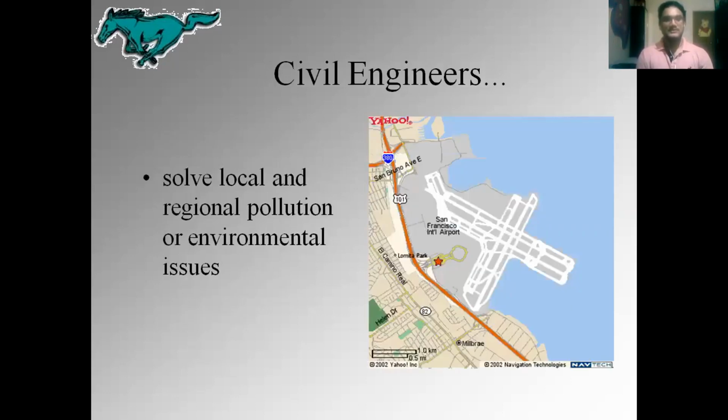Here civil engineers solve local and regional pollution or environmental issues as well, right? As we are a part of environmental engineering, we are supposed to solve local regional pollutions, right? It may be due to air pollution, water pollution, land pollution. In that way, we have to solve the regional pollutions which were developed within your places. And not only that, we even have to solve the environmental issues which come with the vast development of urbanization. That is also a part of civil.